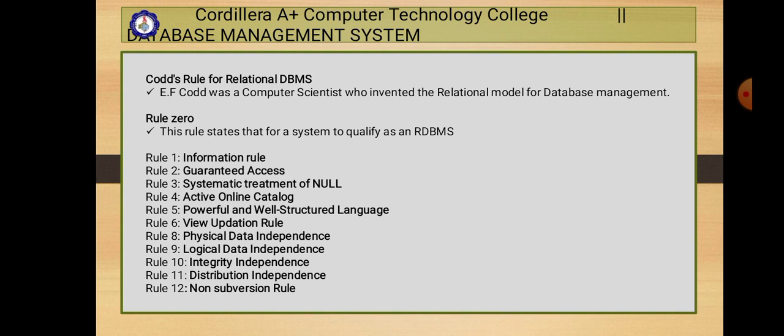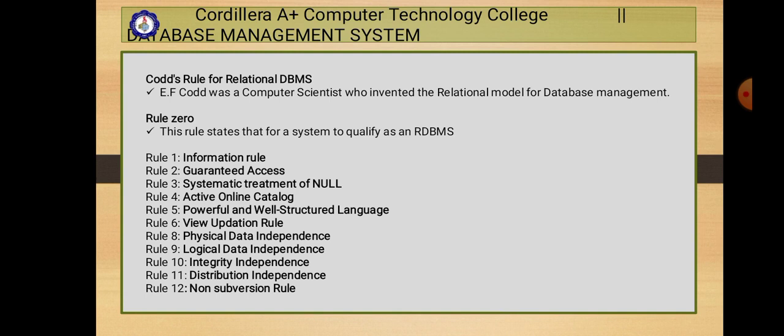So Codd's rules actually define what qualities a database management system requires in order to become a relational database management system or RDBMS. So until now, there is hardly any commercial product that follows all the 13 Codd's rules. So even Oracle follows only 8.5 out of 13. So we have here the following Codd's rules. So yan, we have here the 12 rules.